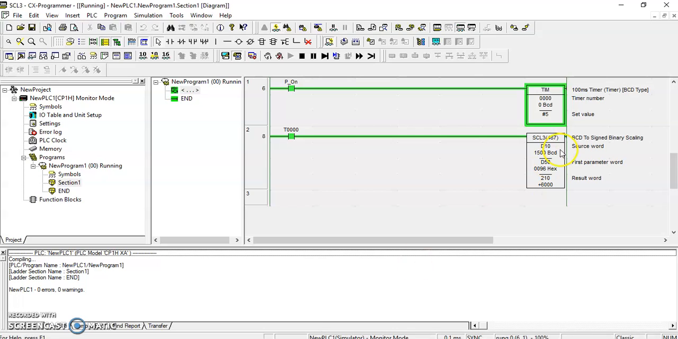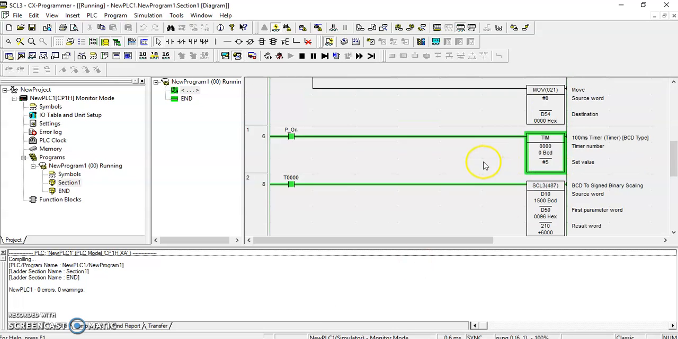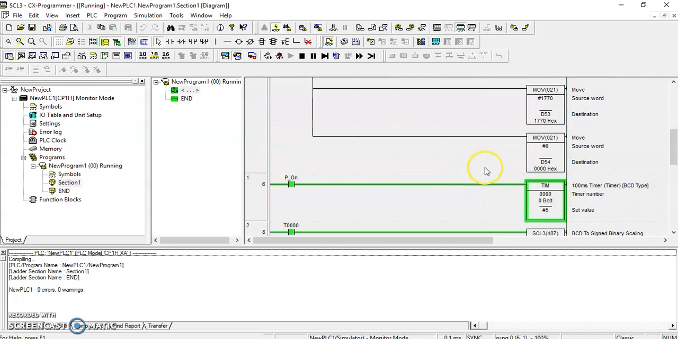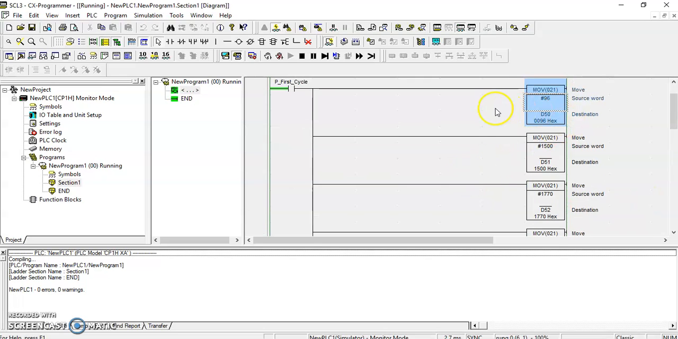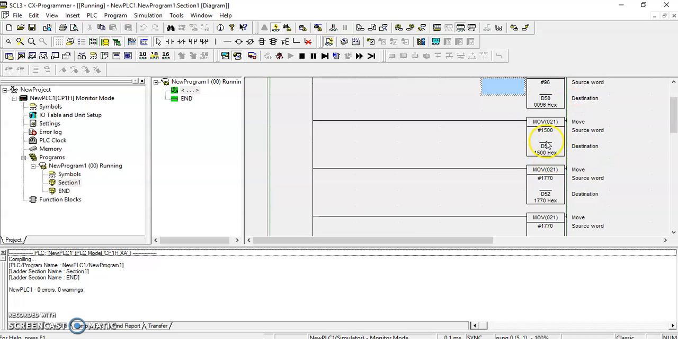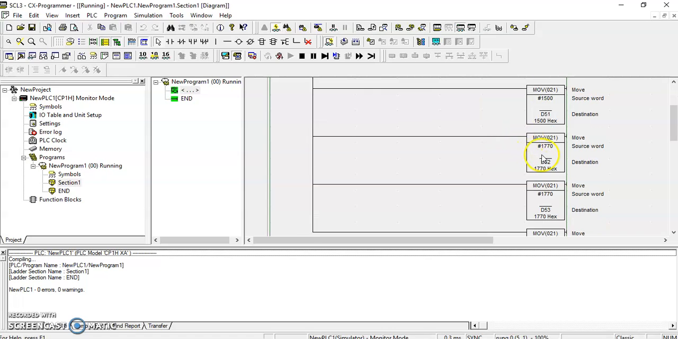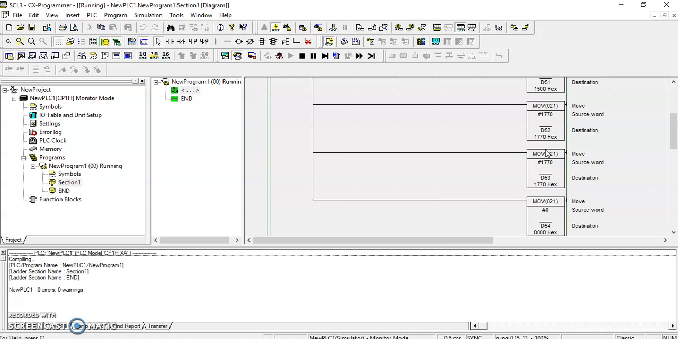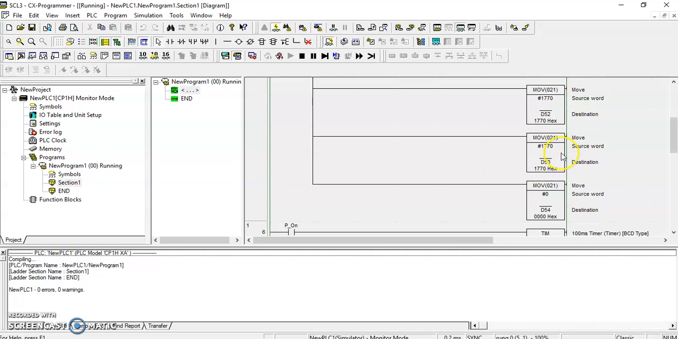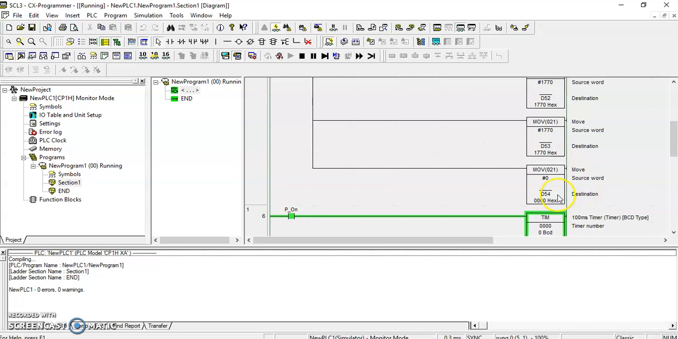Going to our system, using a scale 3, which converts BCD to semi-binary scaling, we can put our offset as 96, our highest x value, or our range for our x value to be 1500, our range for our y-axis to be 1770, the max for y and also the minimum for y.